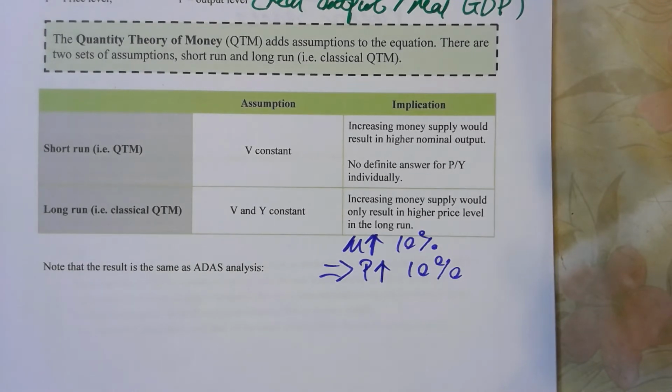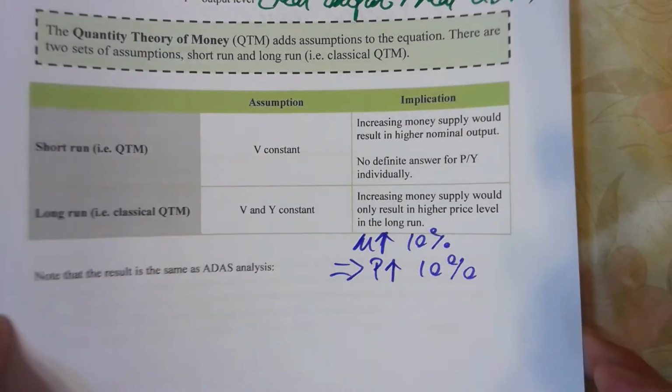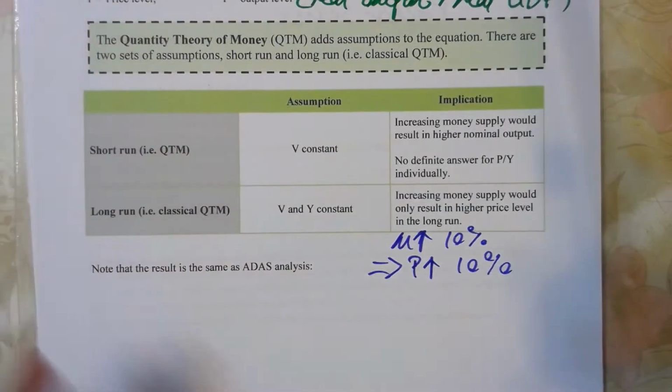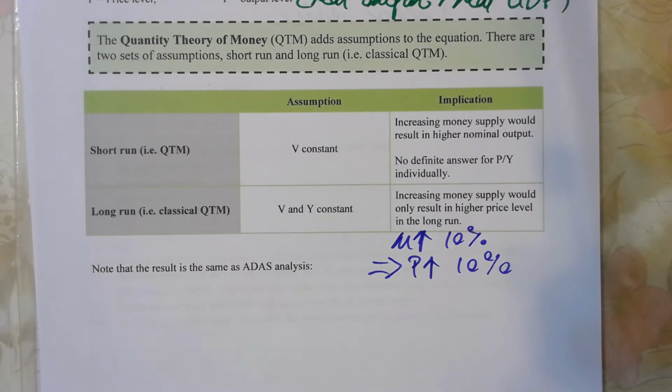Okay, this should not be difficult to understand, right? But then later on, as we move on to the neoclassical economics, the newer school, they say, hey, you know what?